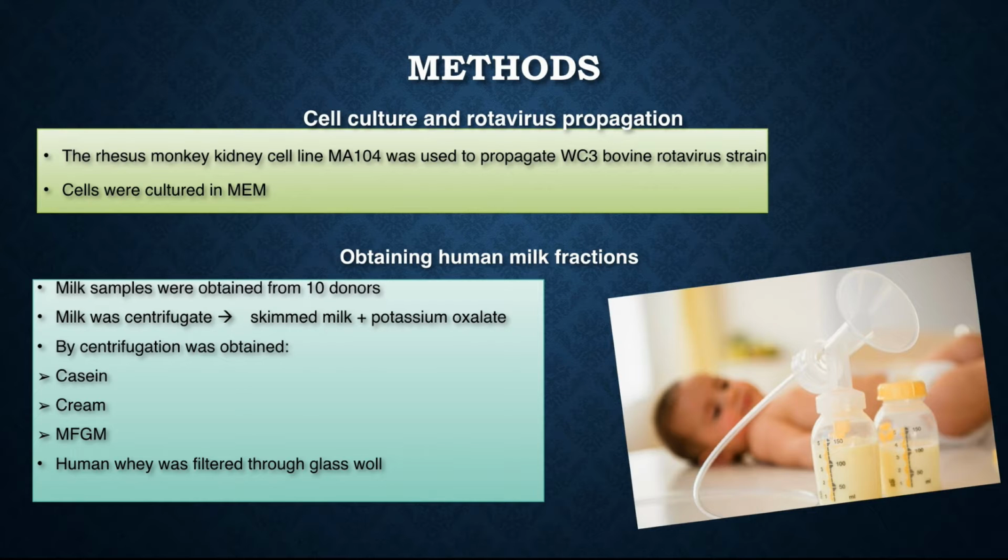Methods: cell culture and rotavirus propagation. The rhesus monkey kidney cell line MA104 was used to propagate the WC3 bovine rotavirus strain. Cells were cultured in MEM. Obtaining human milk fractions. Mixed samples were obtained from 10 donors. Milk was centrifuged, obtaining skim milk, and potassium oxalate was added to it. By centrifugation, casein, cream, and MFGM were obtained. Human whey was filtered through glass wool.